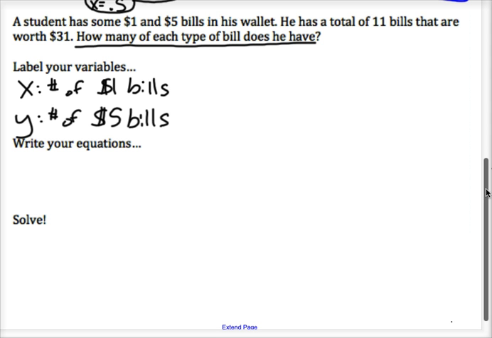And now we need to write our two equations. So the first thing that I'm noticing is a total of 11 bills. That word total. Total means sum, added together. So the number of $5 bills and the number of $1 bills is going to add up to 11. Well, the number of bills, that's what x and y are. So I take the number of $1 bills and the number of $5 bills, x plus y, and that total is going to be 11. So that's the first piece of information I pick out of this problem.